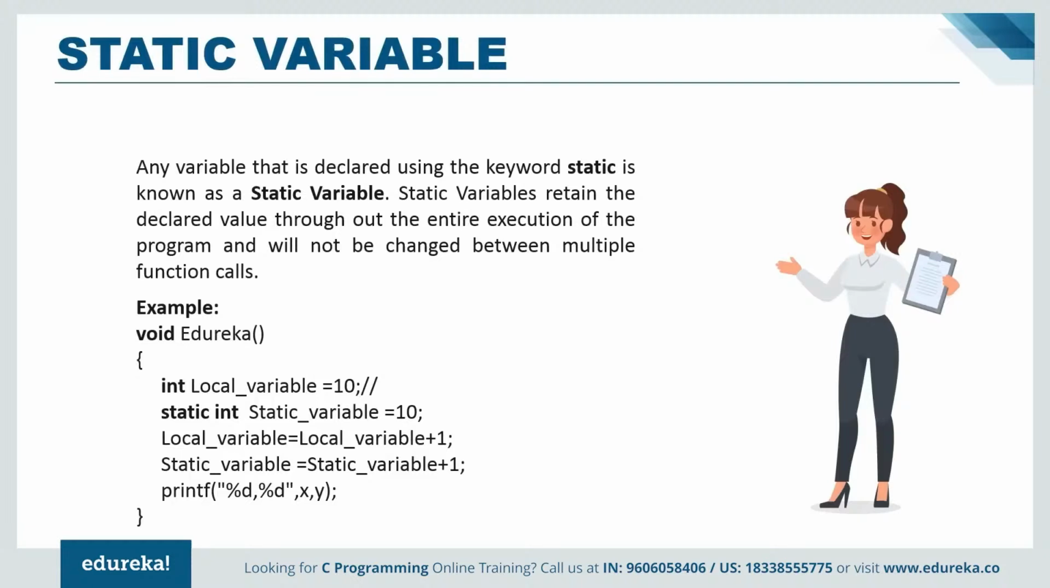Now I can perform some operations such as adding one to the value stored in the local variable. The local variable will accept it and execute the code, and the value of the local variable will turn into 11. But when you come to the static variable, and if you want to try this operation on that particular variable, then the compiler will throw an error saying that the value of the static variable cannot be changed.